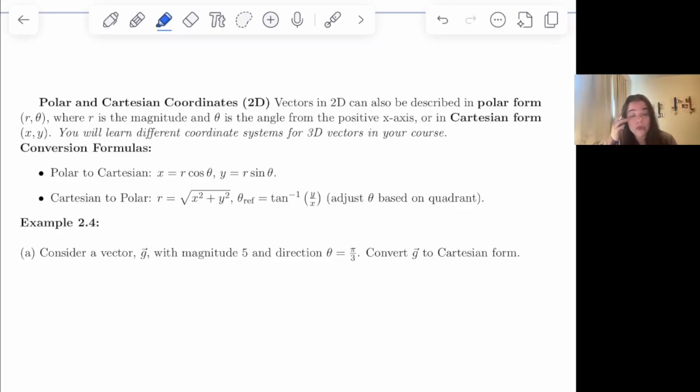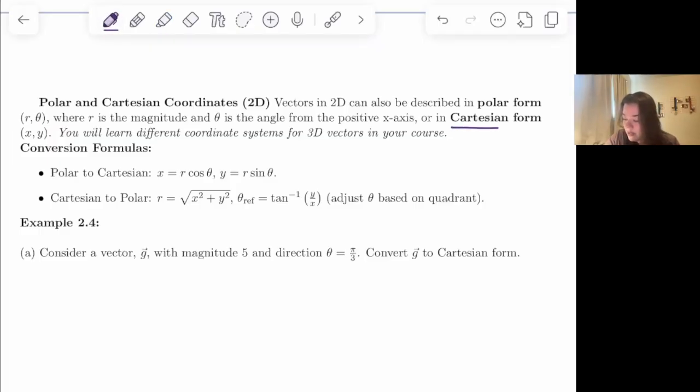At some point when you took a trig or a pre-calculus class, you should have studied a little bit about polar coordinates. In case you haven't, I'll give you a reminder here. Vectors in 2D can be described in polar form or polar coordinates, and that's where you describe the vector by an r, a radius or a magnitude, and a theta, which is a direction. And remember, we measure theta from the positive x-axis. That's the standard position for measuring an angle. So polar form involves an r and a theta.